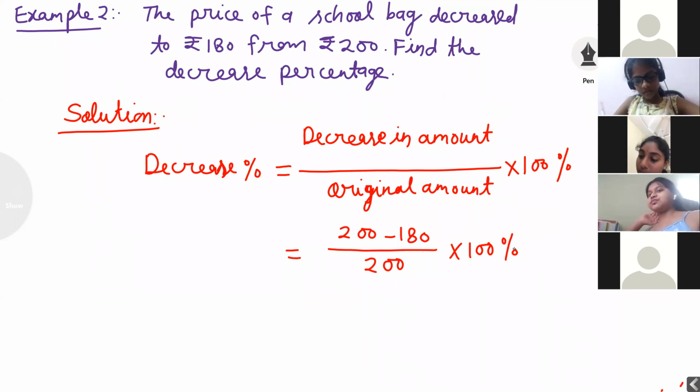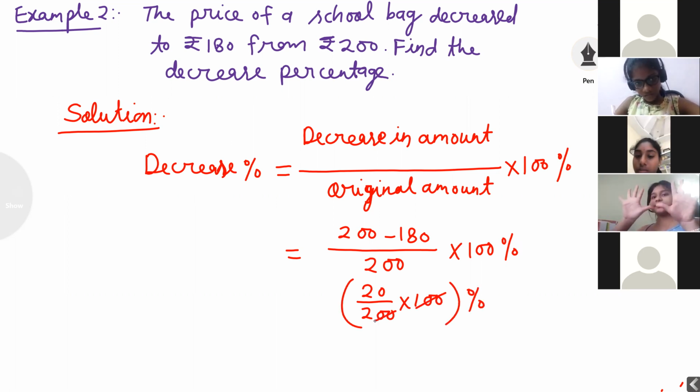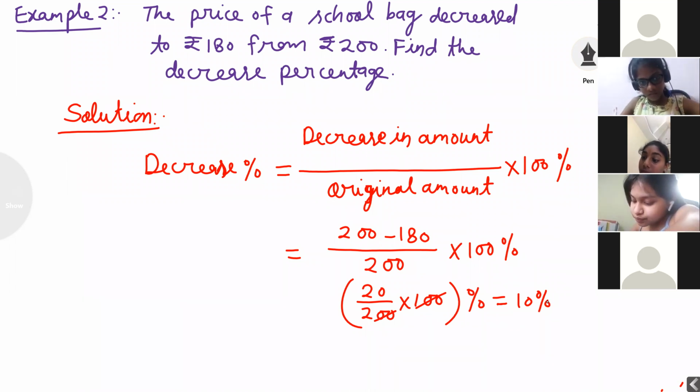Now 200 minus 180, 20 by 200 into 100% is, zeros cancel, 20 by 2 is equal to 10%. Right. Students, don't confuse here. Original amount is not 180. Original amount is 200. From 200 they have decreased, reduced.